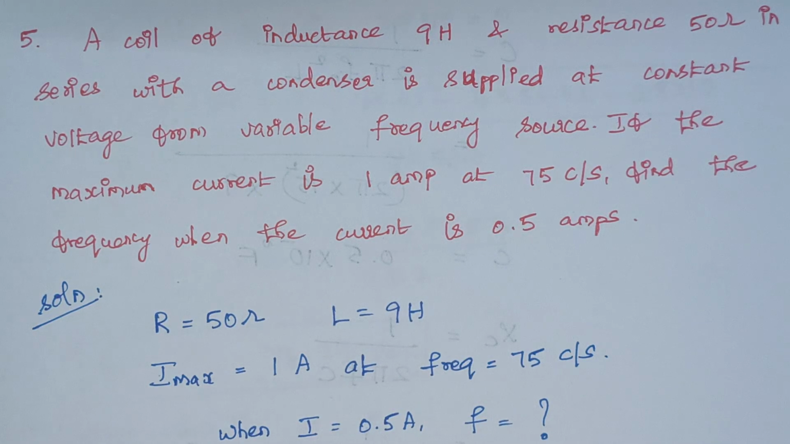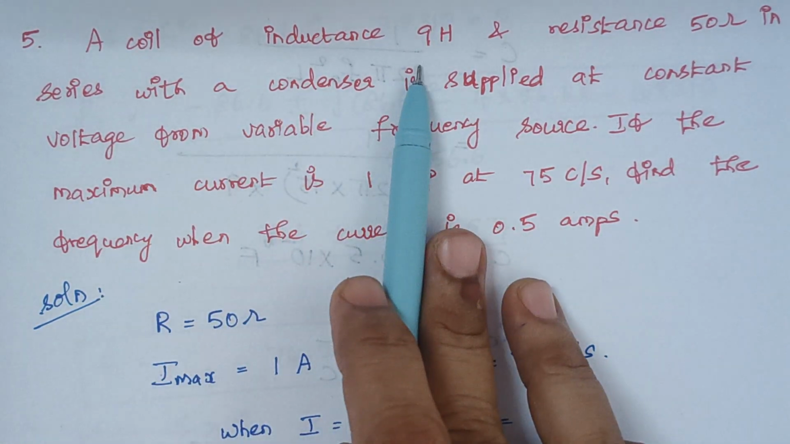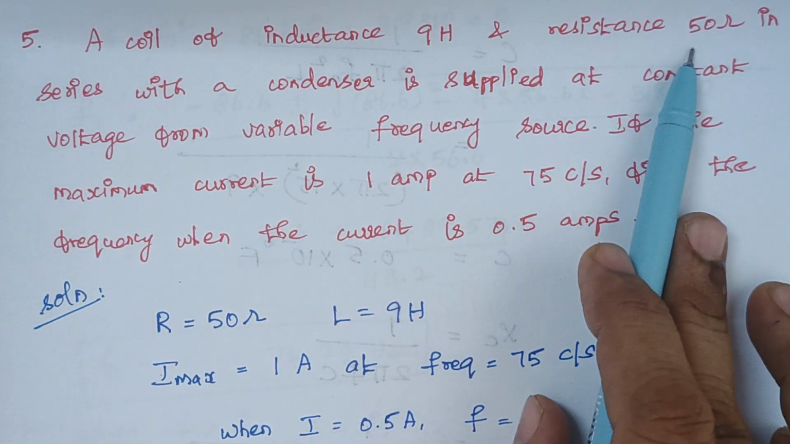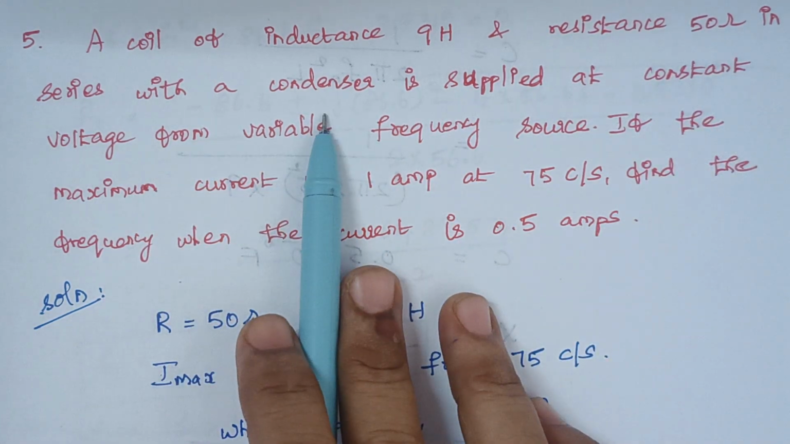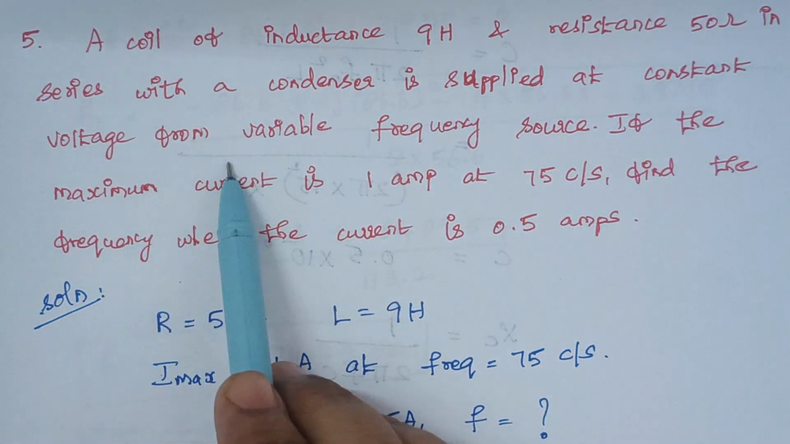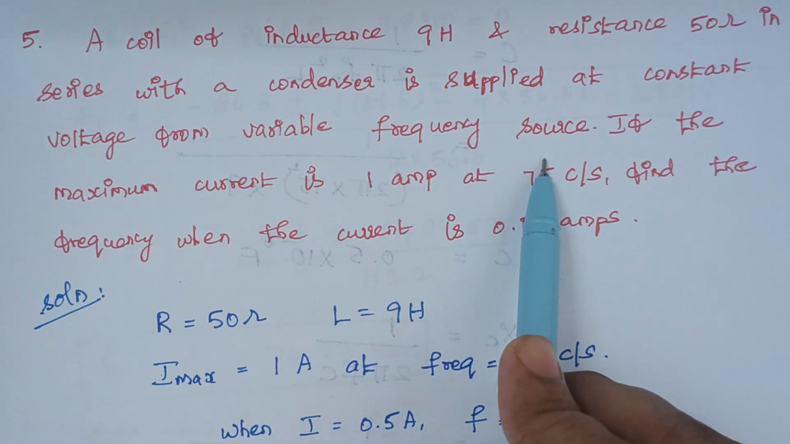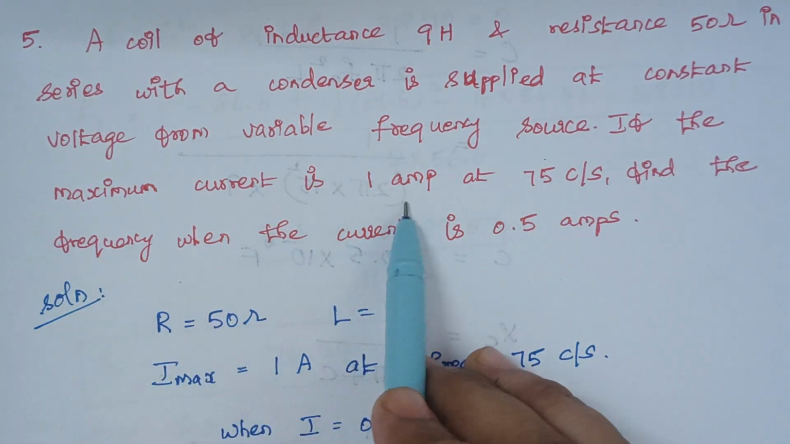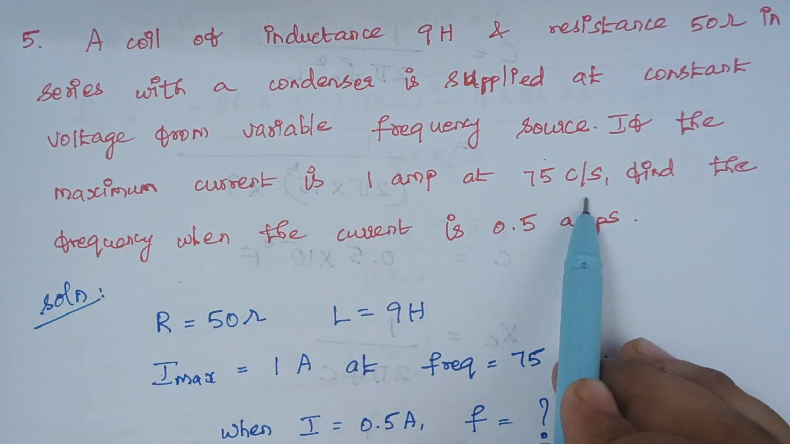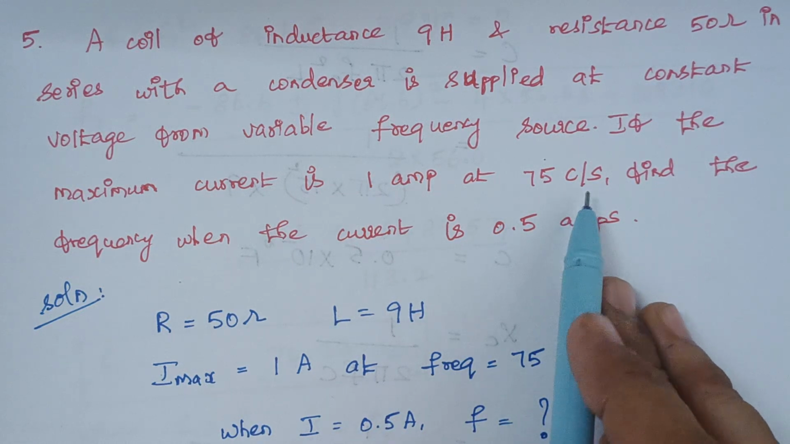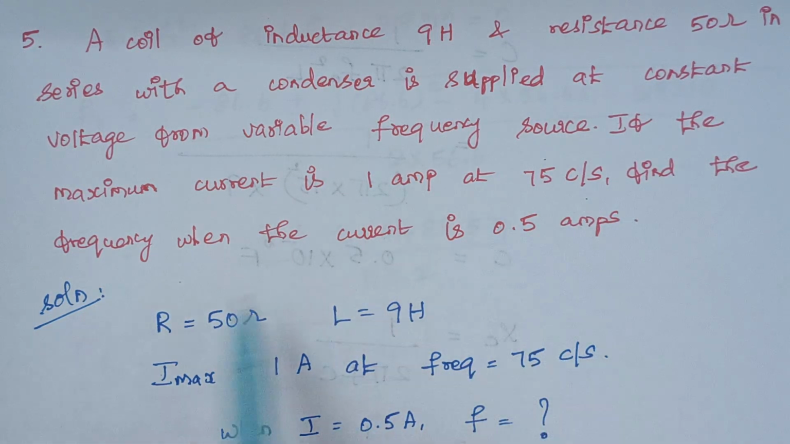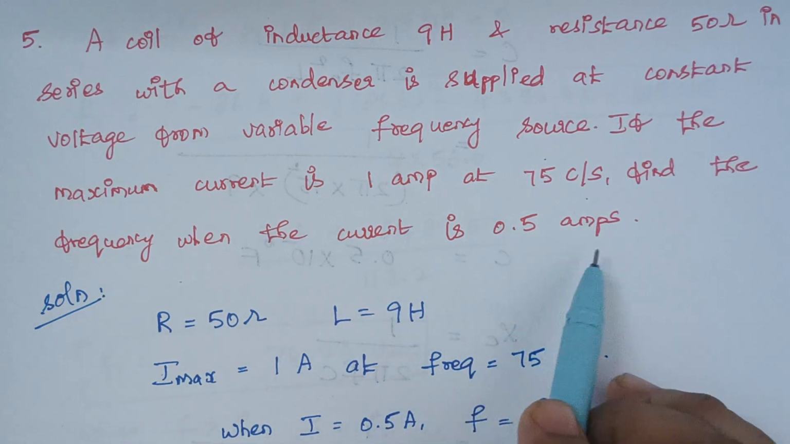The problem is, a coil of inductance 9 Henry and resistance 50 Ohm in series with a condenser is supplied at constant voltage from variable frequency source. If the maximum current is 1 amps at 75 cycles per second, that is nothing but frequency, find the frequency when the current is 0.5 amps.